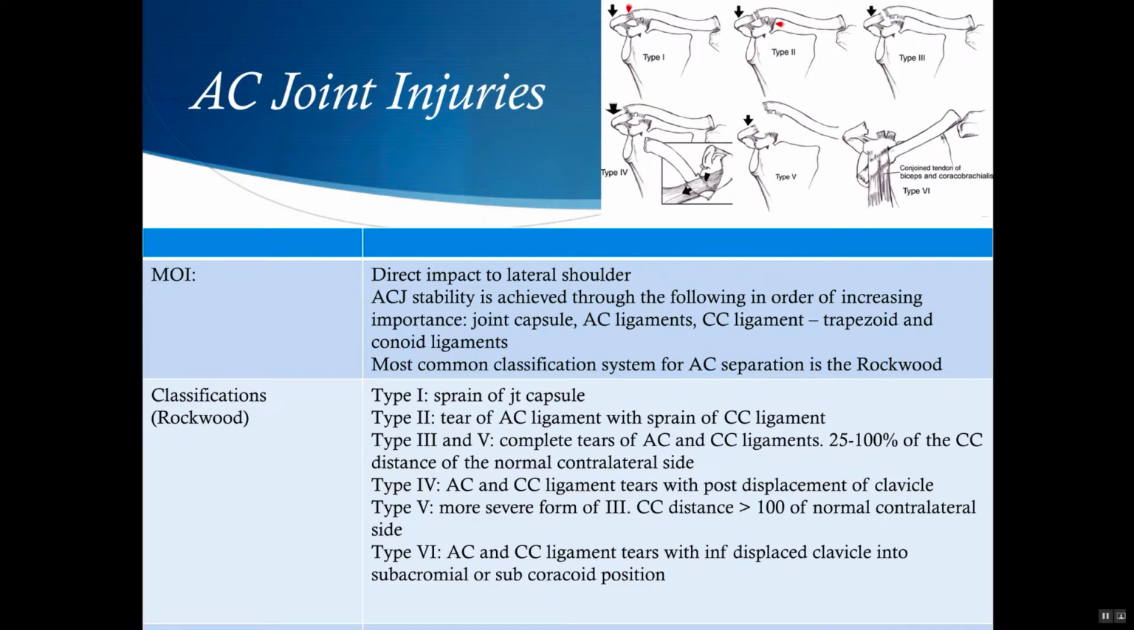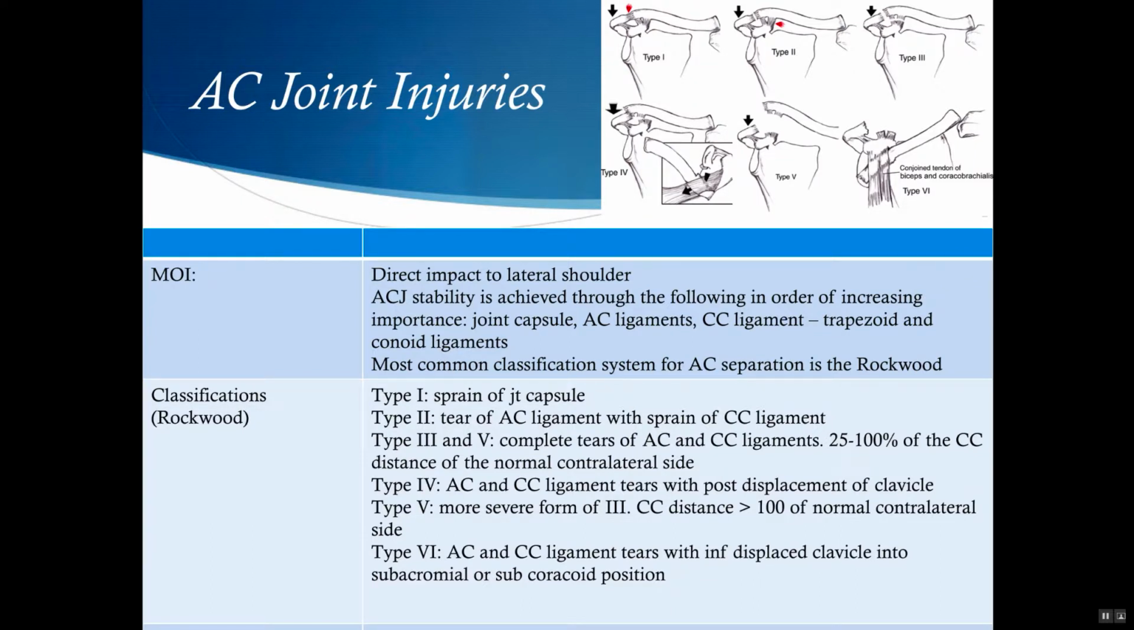In types 3 and 5, you have a complete tear of the AC and CC ligaments. In type 3, that can lead to between a 25 and 100% separation of the clavicle from the acromion compared to the normal side. In type 4, you have AC and CC ligament tears with posterior displacement of the clavicle.